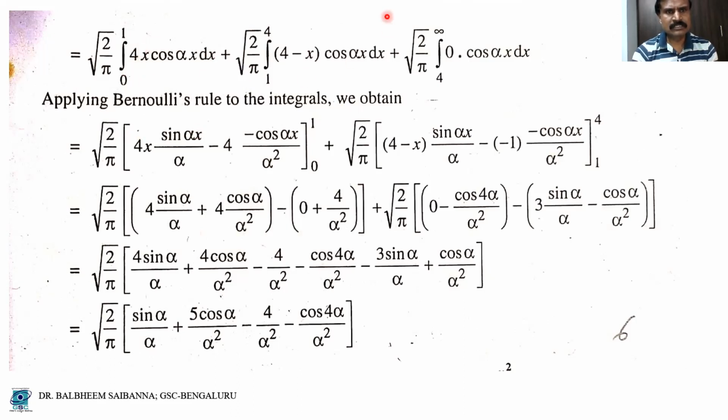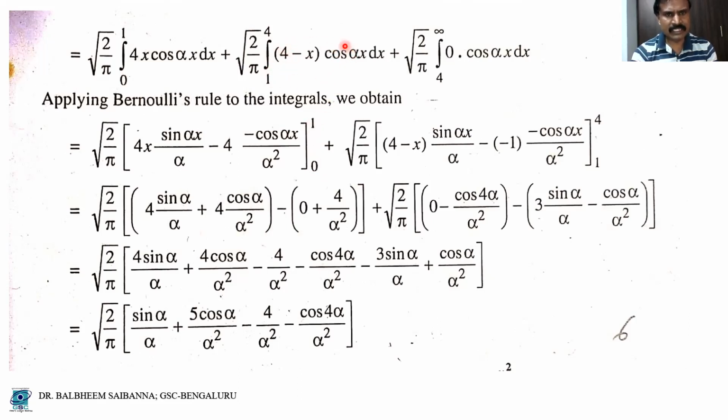Then for these two integrals, applying Bernoulli's rule, 4x is the first function and cos alpha x is the second function. Using Bernoulli's rule, we can integrate continuously. As we saw in the previous example, 4x as it is, integration of cos alpha x with respect to x is sin alpha x by alpha, then minus the differentiation of 4x, which is 4, times the integration of sin alpha x by alpha, which is minus cos alpha x by alpha square, over the limit 0 to 1.